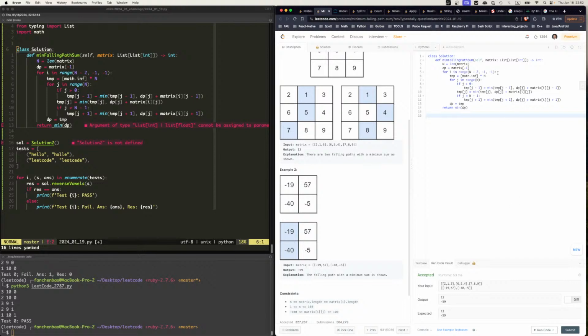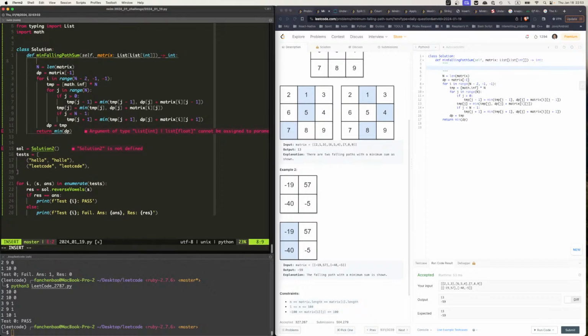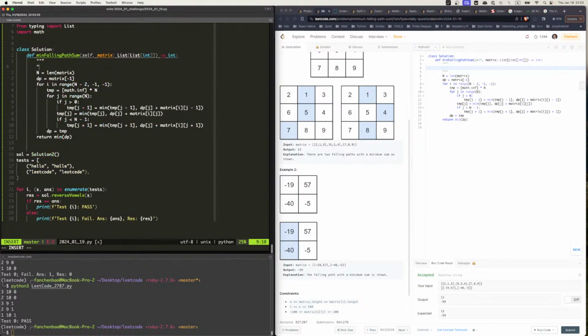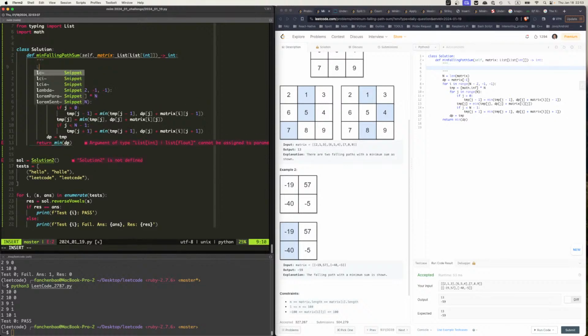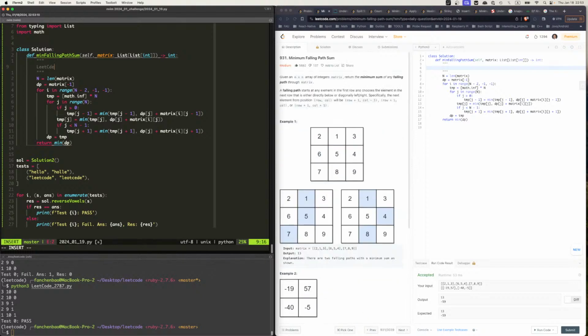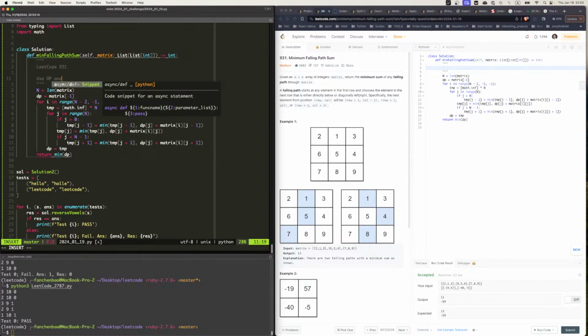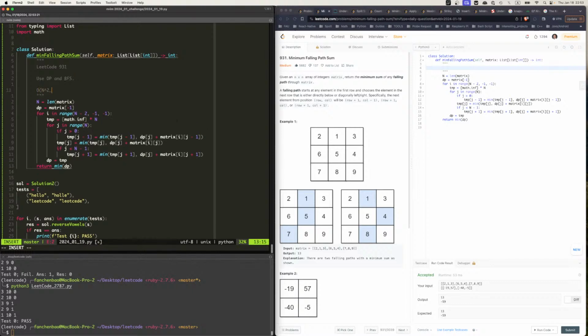Yep, I think it's correct. I'm confident. We should write some comments for this. So LeetCode 931. Use dp and bfs. Let's call that O(n) squared. It's not too hard a problem.